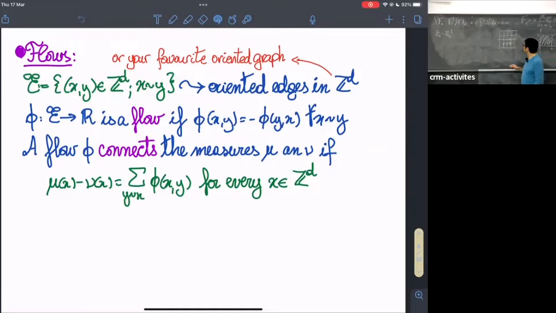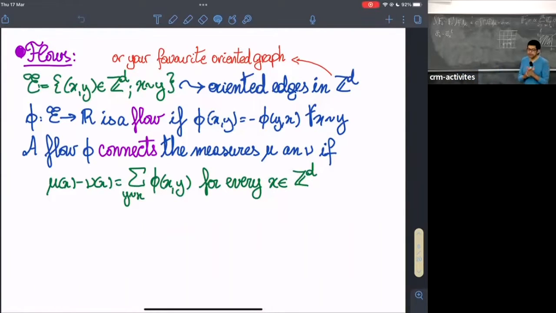No, without the property. So with the property that if you go in this way, the value when you pass this way is minus the value when you pass in the other way. Okay, that's what I'm going to call a flow. So it's a function that associates a number to each one of the edges of my lattice, and the rule is that when I pass through an edge and then come back, I just change the sign.